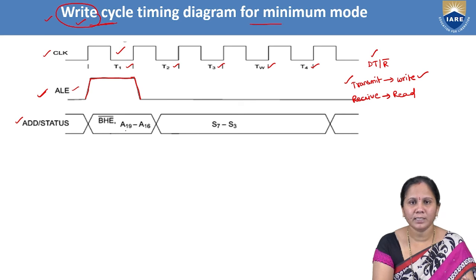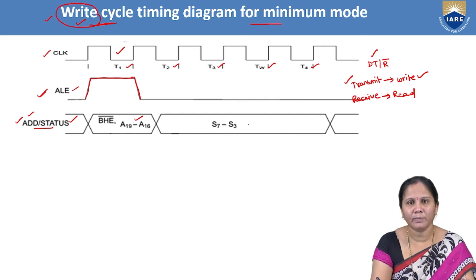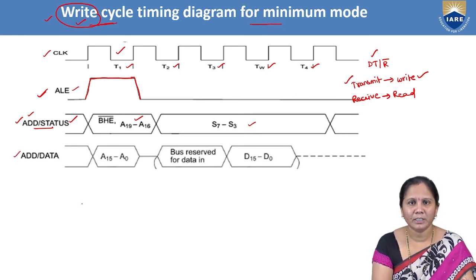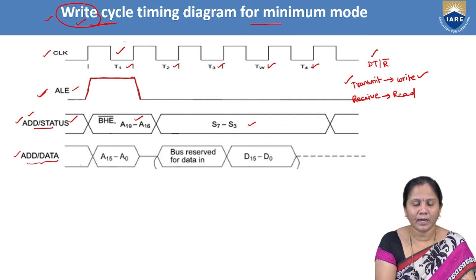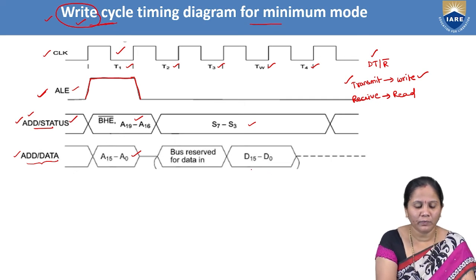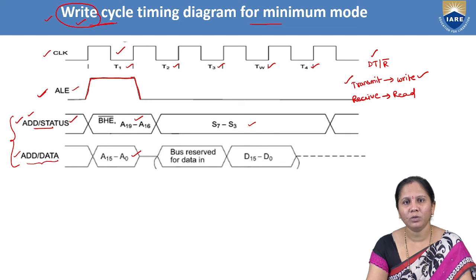The next signal is the address status lines. Among these, the address will be sent only during T1, whereas the status information will be available in the remaining time states. Now, the next signal is the address data multiplex lines. Here also, only during T1 will the address information be sent, whereas in the remaining time states the bus will be reserved to carry the data. So whether it is the address status lines or the address data multiplex lines, in both cases the address will be available only during the T1 state, whereas in the remaining time states, that is T2, T3, TW and T4, either status information or data information will be available.